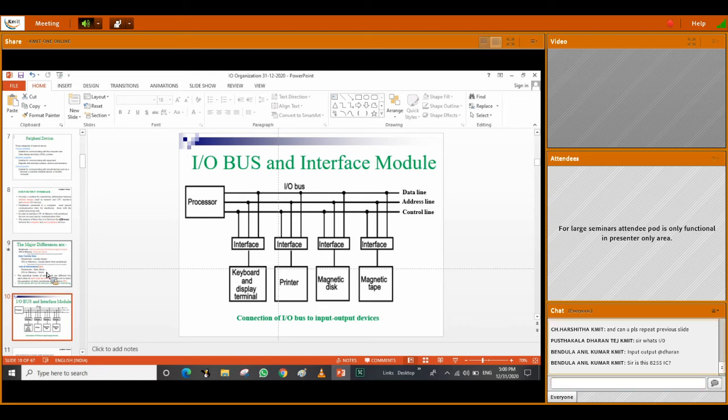Here, peripheral to processor is the data input. Peripheral device to peripheral interface and processor is data input. Processor through interface to peripheral is data output.